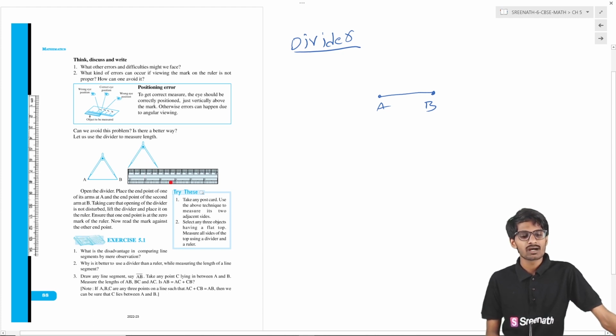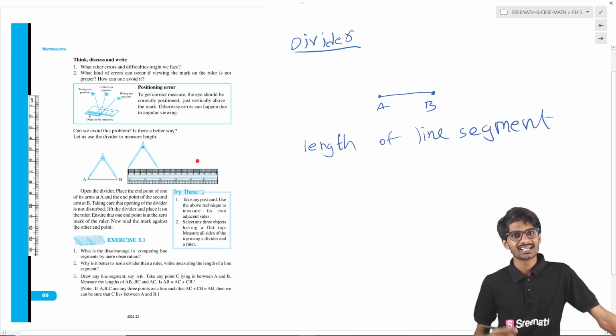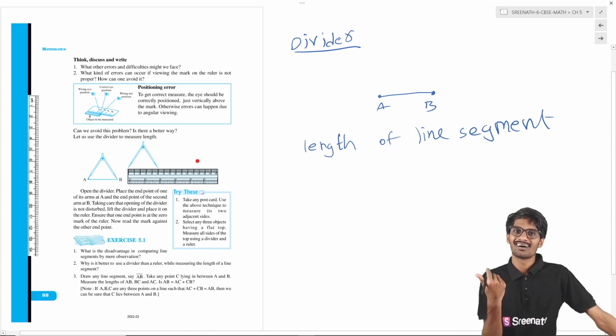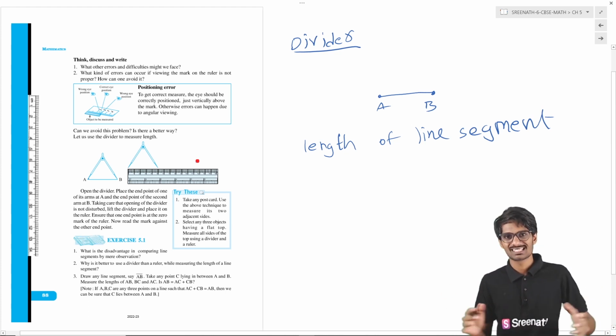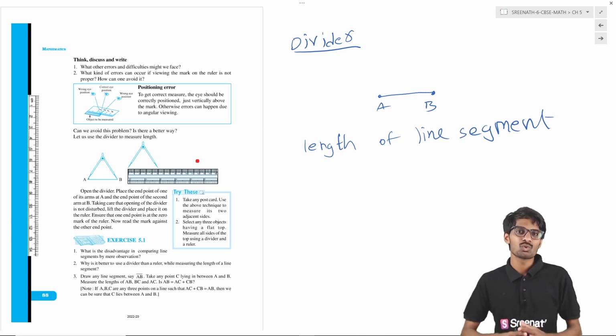place it on the ruler. One end you place at the 0 of the ruler, and the other end will coincide with some value on the ruler, and that value will give the length of the line segment. So in this way, by using a divider, you can measure the length of a line segment, friends. This is the best thing you can do. So that's it, friends. In this way, you have to measure the length of line segments.